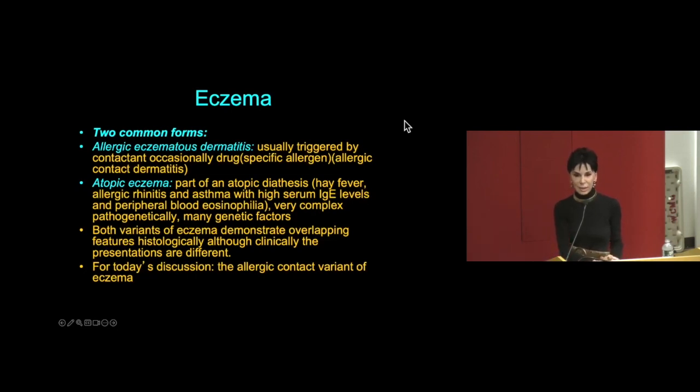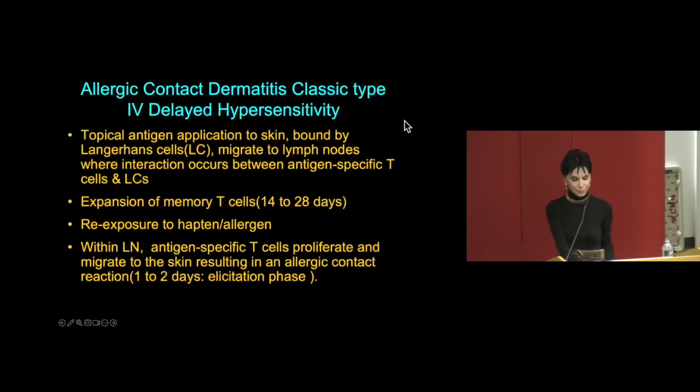These patients typically have high serum IgE levels and peripheral blood eosinophilia. It is very complex pathogenetically, and there are genetic factors that are involved. Both variants of eczema, whether one is dealing with an allergic eczematous dermatitis or atopic dermatitis, have a tremendous amount of overlap histomorphologically. And because we're focusing on inflammatory conditions that we can link with those Gell-Coombs hypersensitivity reactions, for today's discussion, we will focus on allergic contact dermatitis.